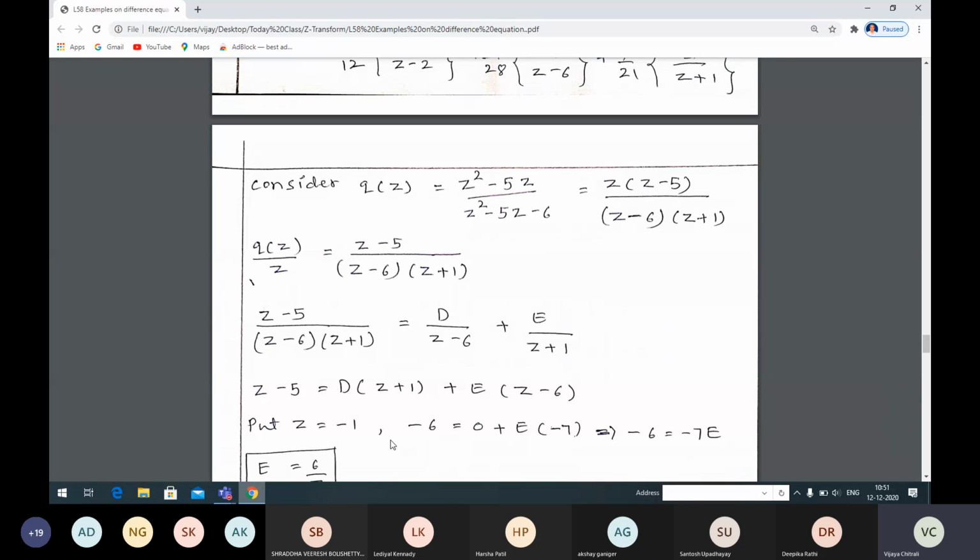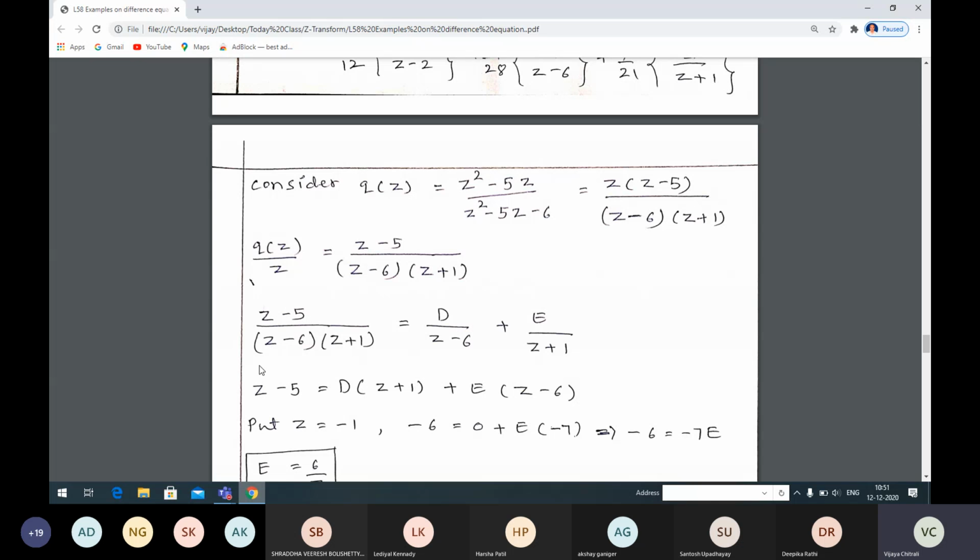Similarly, consider q of z, which is z square divided by z square minus 5z minus 6, minus 5z, and take z common from the numerator. So z into z minus 5, and split this denominator into linear factors. So the quadratic equation we have is (z minus 6)(z plus 1). So q of z divided by z is (z minus 5) divided by (z minus 6)(z plus 1).